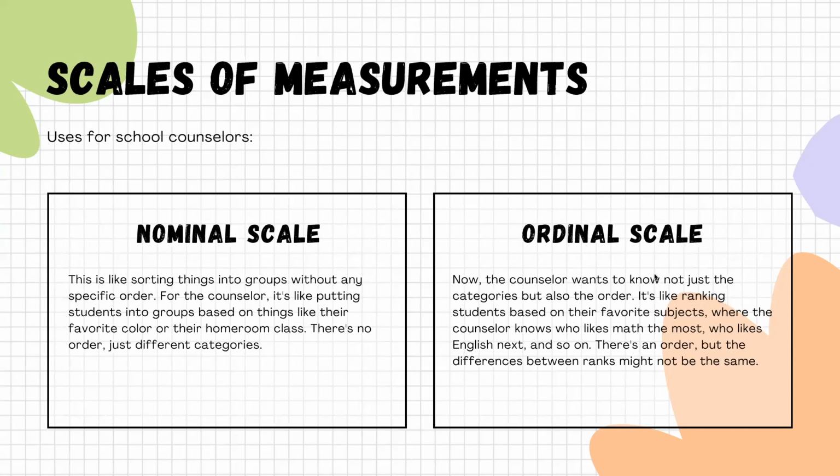For the ordinal scale, now the counselor wants to know not just the categories, but also the order. It's like ranking students based on their favorite subjects, where the counselor knows who likes math the most, who likes English next, and so on. There's an order, but the differences between ranks might not be the same.